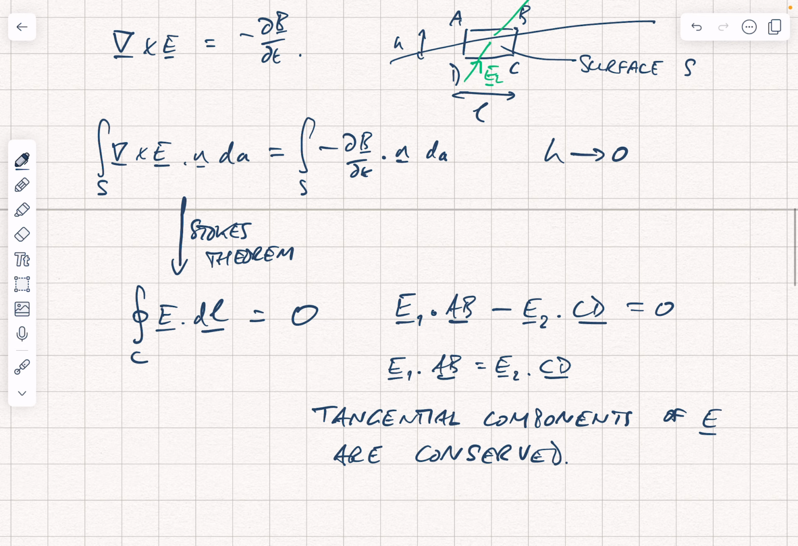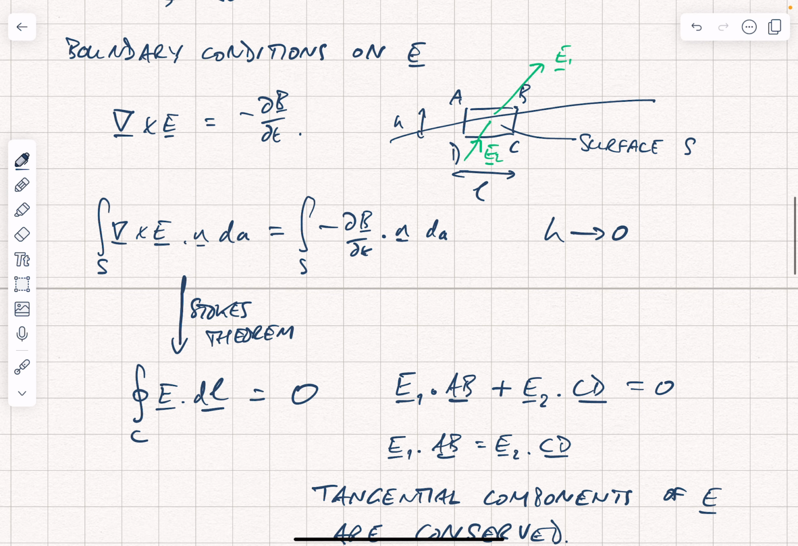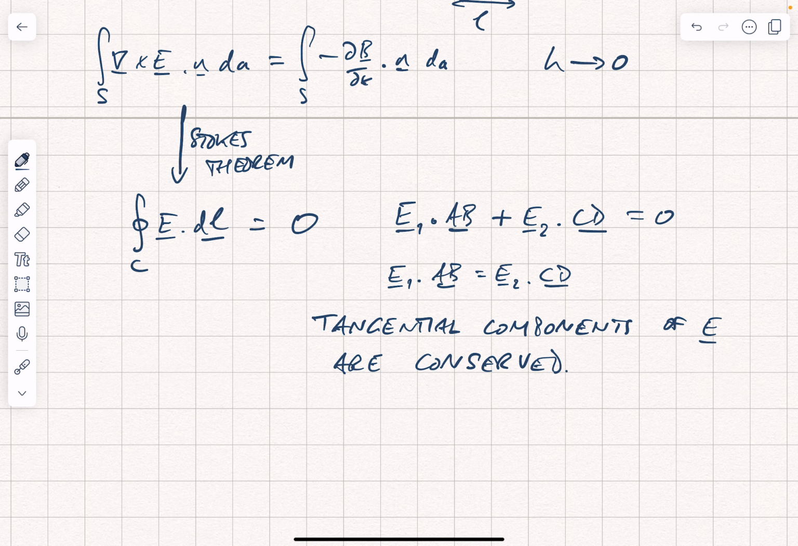I realise actually there's a sign issue here. I'm actually going to change this to be a plus CD. And then I'm going to define a line DL in that direction. And so this becomes E1 dotted with DL minus E2 dotted with DL is equal to 0. And then I'm going to change this line here to do the same, so that E1 dotted with DL is equal to E2 dotted with DL. I haven't pulled a quick one there, that's just making the signs and the logic a little bit clearer.